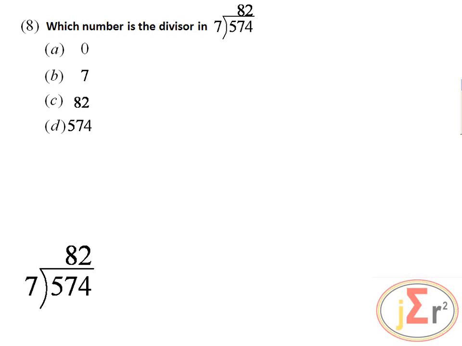574. We are dividing by 7. So the number that we are dividing into is 574, but the number that we are dividing by is 7.